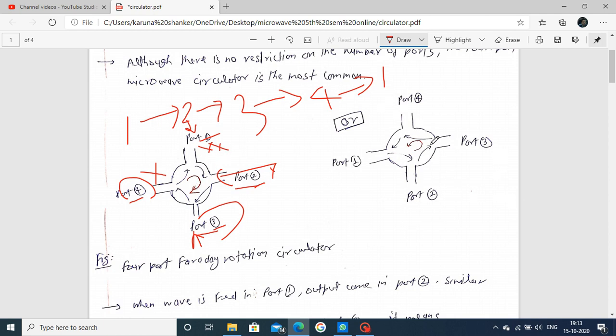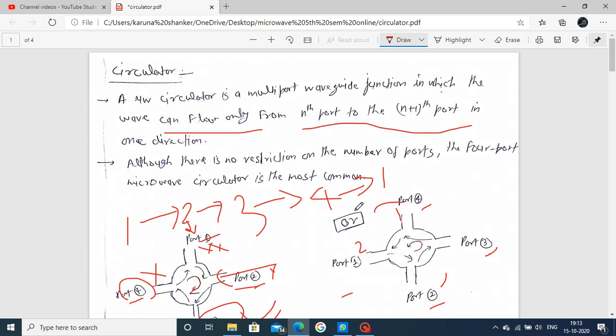If we consider here, port number 1 is this one and next one is port number 2, port number 3, port number 4. Any one structure is followed. You can use this one or this one. You can also change this numbering notation, and we represent this as port number 1, port number 2, port number 3, port number 4. Overall, any structure can be used for explanation. This is your circulator and this is its working.